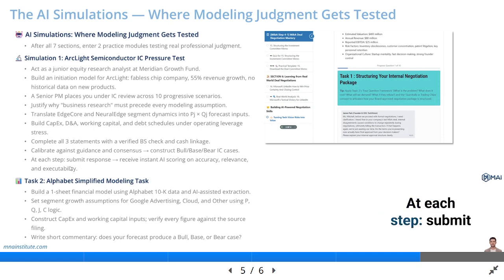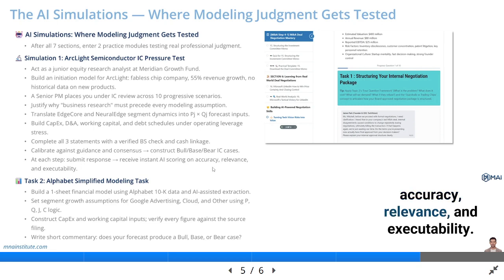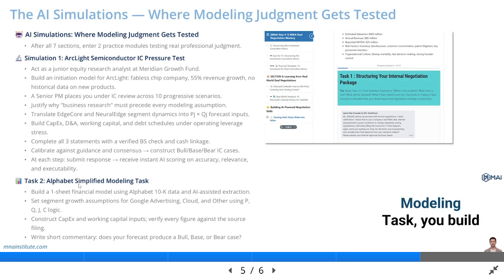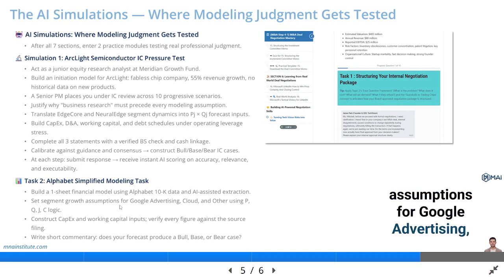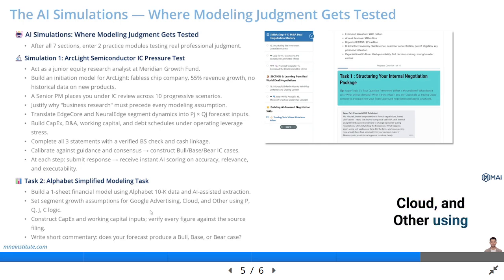At each step, submit your response and receive instant AI scoring on accuracy, relevance, and executability. In the Alphabet Simplified Modeling task, you build a 1-sheet financial model using 10K data and AI-assisted extraction. You set segment growth assumptions for Google advertising, cloud, and other using PQJC logic.